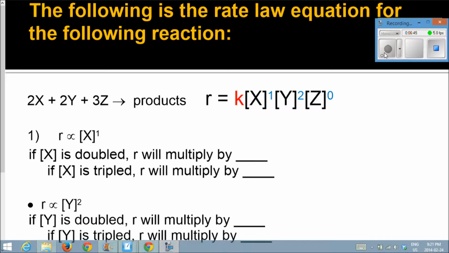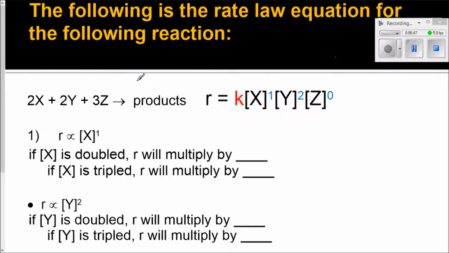Okay, so we are still exploring this rate order thing. And if we take a look at this, let's say we have this equation, 2x plus 2y plus 3z equals products. Now, x, y, and z represent chemicals, okay? Any chemical, it doesn't really matter. And so right now, I've just made up these orders of reaction for it. It says 1, 2, 0. So x is a first order reactant, y is a second order reactant, and z is a zero order reactant. Let's explore what that means.